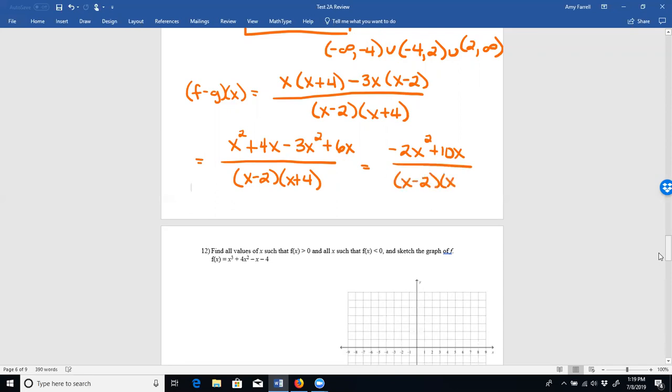x plus 4. Once again, just like with the first one, if you want to factor that numerator, go for it, but it's not going to help us to reduce anything. I'm going to go ahead and leave it unfactored. Domain is the same as it was for f plus g of x. X cannot be positive 2 or negative 4.